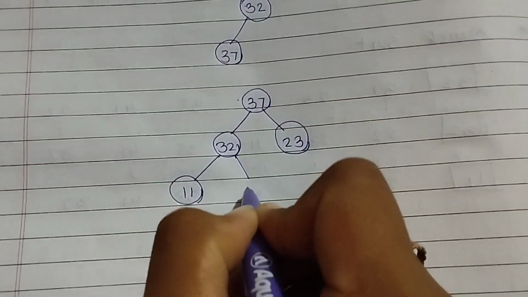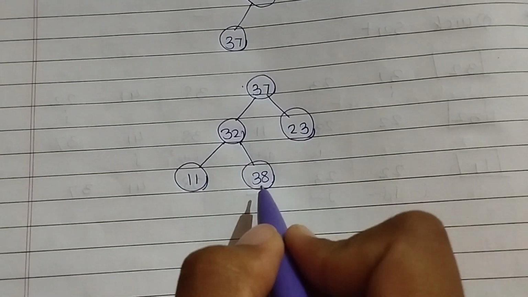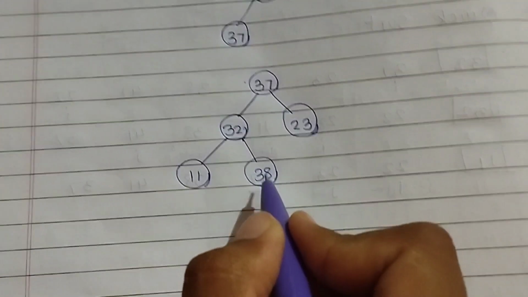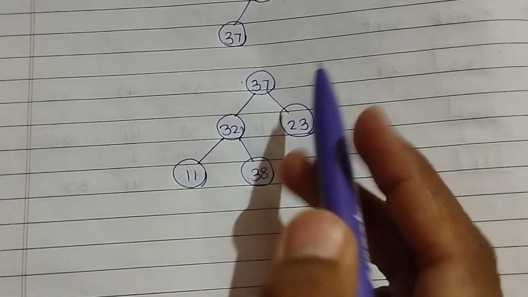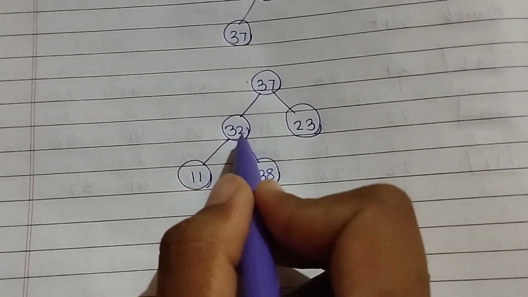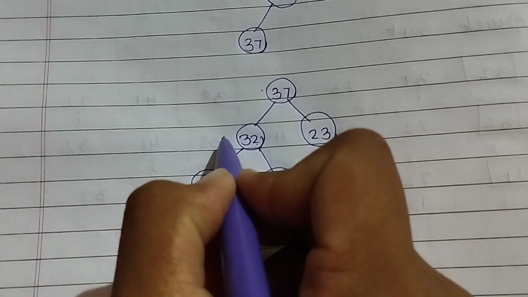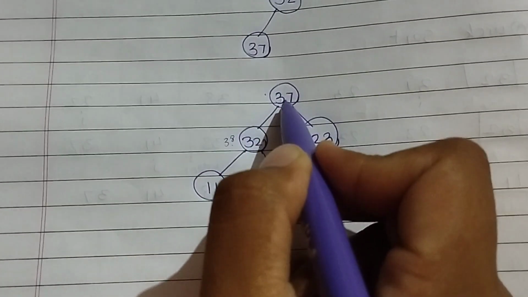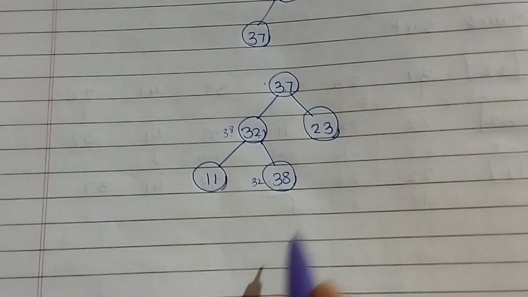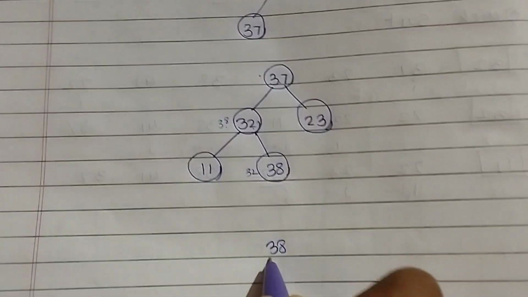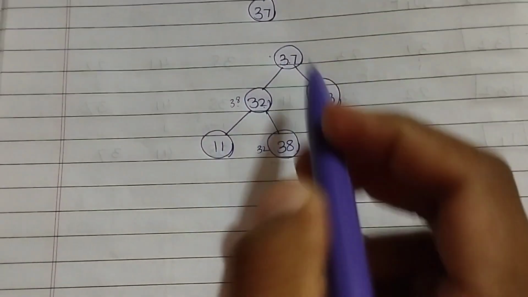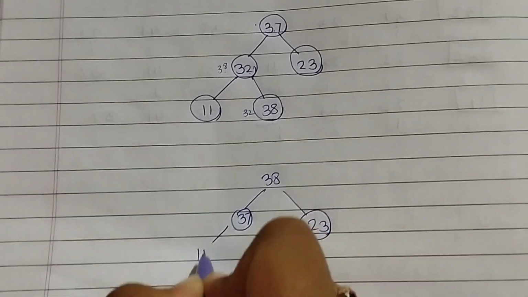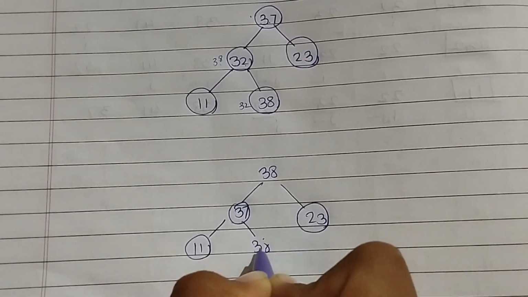So 38 we draw here, but 38 is greater than all the remaining nodes. So we want 38 at the root node. So first we swap 38 with 32, so now 38 is here and 32 is here. Now we swap this 38 with 37. So at the end we get 38 at the root. Here is 37 because we swapped here. Now this 23 stays as it is. Here is 11 and here is the 32.